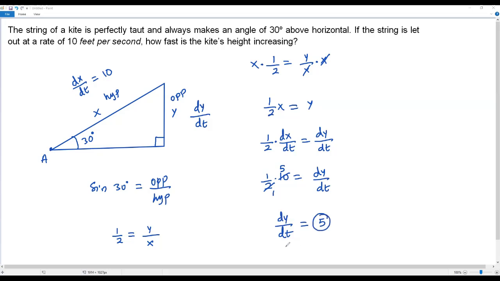How do you have to write the unit for this one? When I consider how fast the string is let out, it's given as 10 feet per second. So here the distance is measured in feet and the time is measured in seconds. y represents the kite's height above the ground level, so it has to be measured in feet. And t represents time, it's in the denominator. We know the unit of time is second, so feet per second. So the kite's height is increasing at a rate of 5 feet per second.